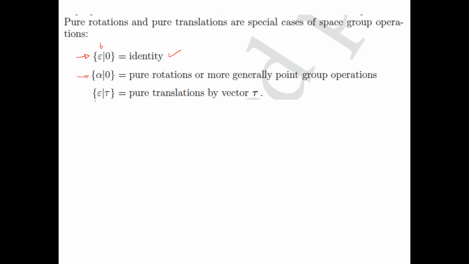this is alpha zero. Okay, and the other special case that you may have is when you have the identity for the point group operation and a certain translation tau. So this is a pure translation by a vector tau. In this case, as we're going to see in a minute, we can write that the vector tau is one of the lattice vectors Rn of your Bravais lattice. Okay, so we're going to discuss this particular case in a minute. Okay.